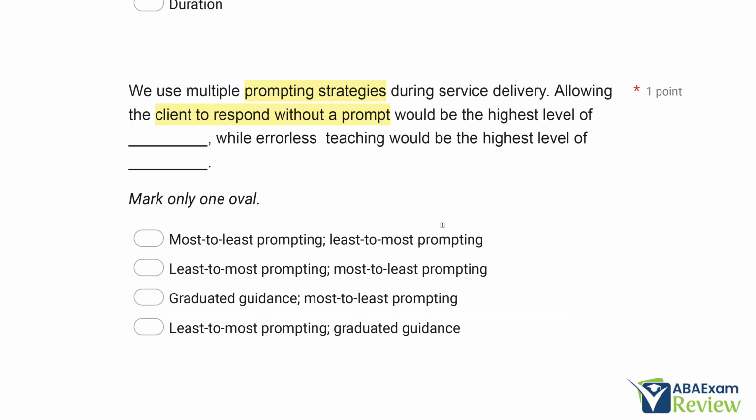Well, that's going to be least to most prompting. If you're not using a prompt, that is the least amount of prompt we can give. So allowing the client to respond without a prompt is the highest level of least to most. Now, what about errorless teaching? It's the opposite. With errorless teaching, we're going to give as much prompting as necessary so that the client can't get it wrong. So is that going to be least to most? Well, we already have least to most in the last one. Is it most to least? Yes, errorless teaching is going to be the highest level of most to least prompting.